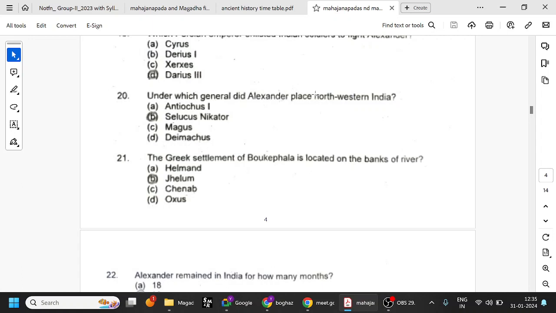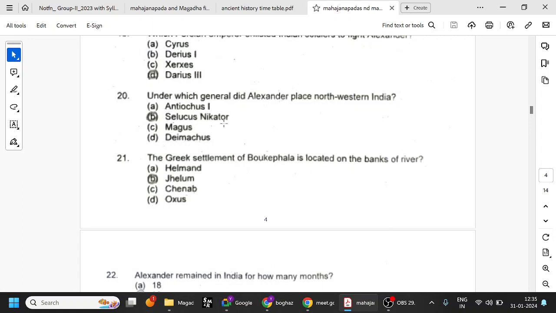Under which general did Alexander place northwestern India? After Alexander came, he won the war with Porus, also called Purushottam, but his army refused to go forward, so he went back. When he went back, he placed Seleucus Nicator as the governor of that place. But the Nanda Empire was defeated by Chandragupta Maurya, and then Chandragupta Maurya had a war with Seleucus Nicator also. He defeated Seleucus Nicator and took his daughter Helena as wife. All that will come in the Maurya Empire.